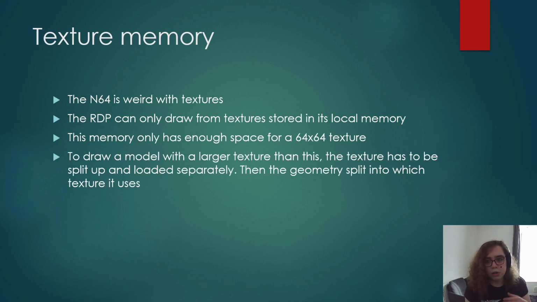And so if you want to draw a model that has a texture that's larger than 64 by 64, you have to kind of split your texture up first, and then you have to split your geometry up. And so now when you're drawing it, you set the first texture, you draw the part of the model that's using this first texture, you set the second texture, and then draw the part of the model that uses the second texture. And so you can see how it starts to get quite obnoxious, because you have such a small amount of memory there for that texture.